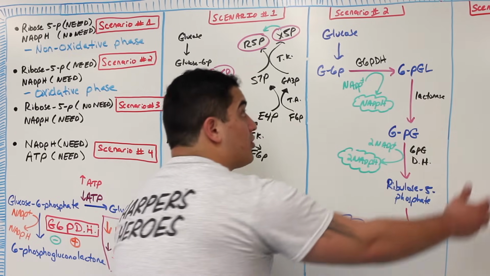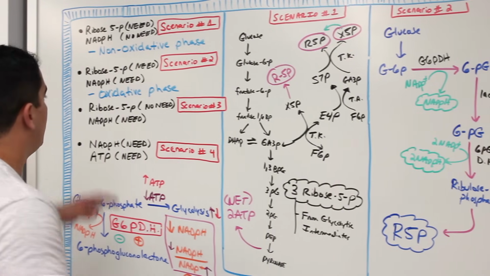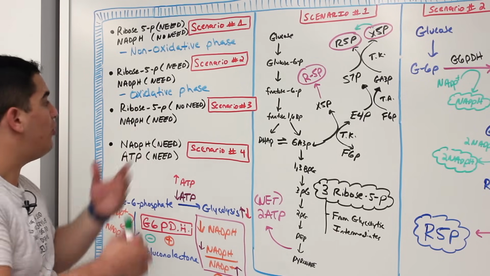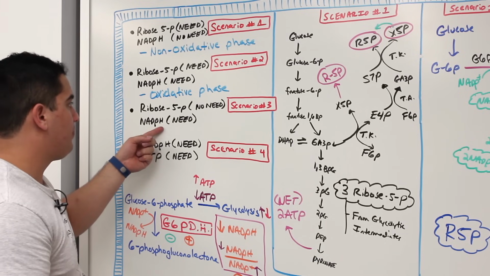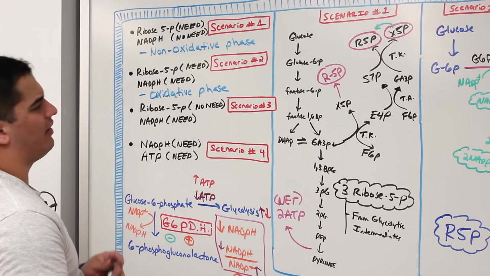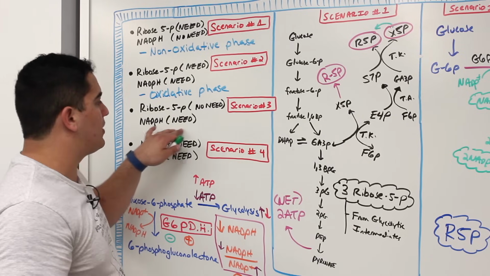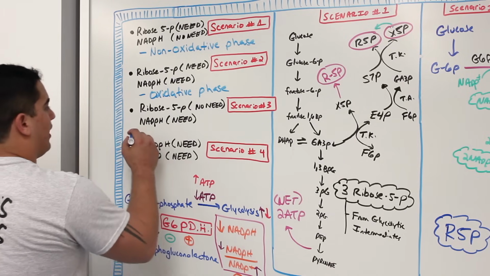Now let's go into scenario number 3. So what does scenario number 3 say? Scenario number 3 says we don't need ribose 5-phosphate, but we do need NADPH. So if I need NADPH, this is a really tricky one. This one's a weird one. Actually, I will write down what's happening, but we're going to have to explain it in a different way.